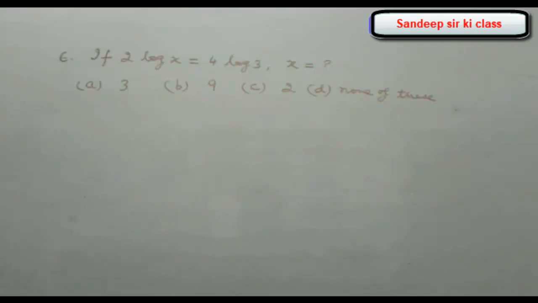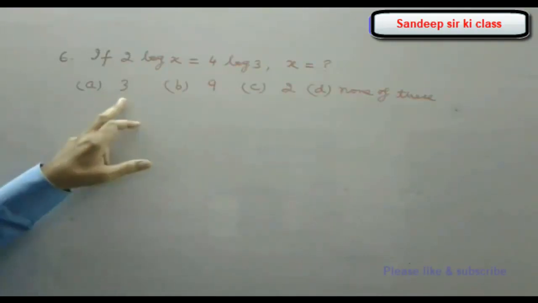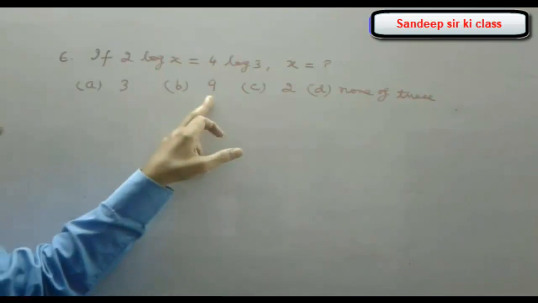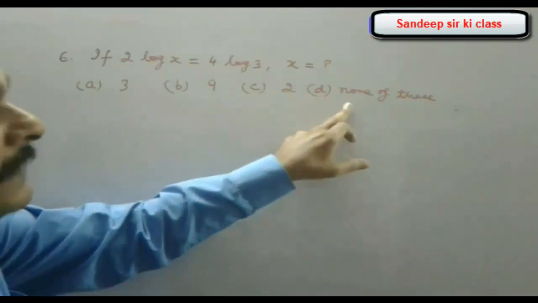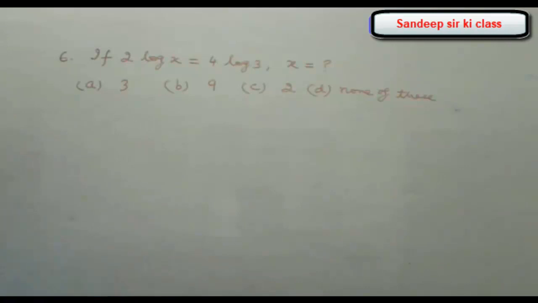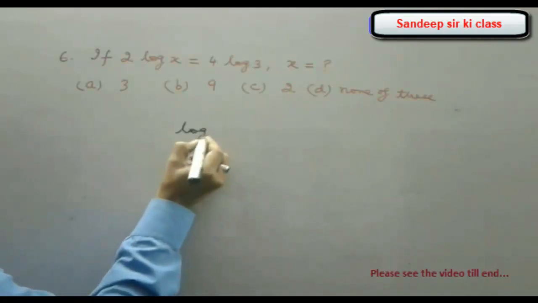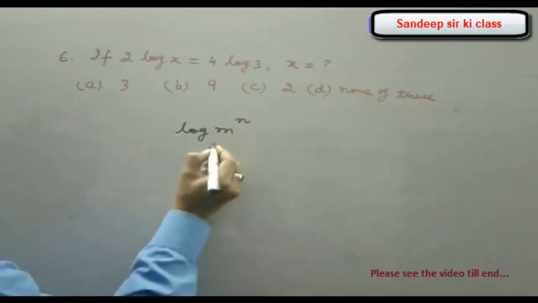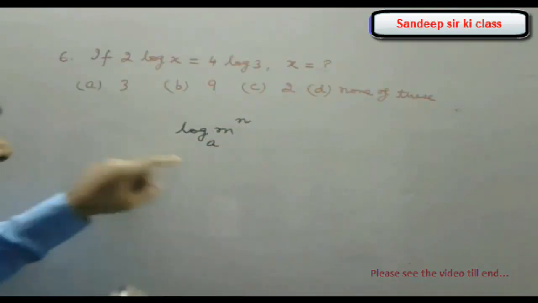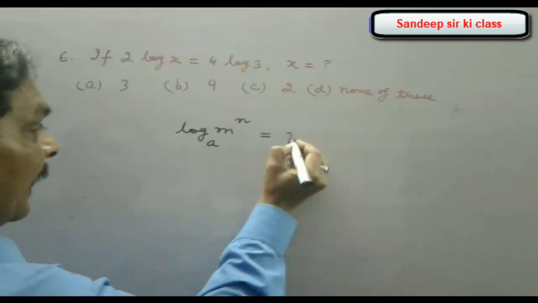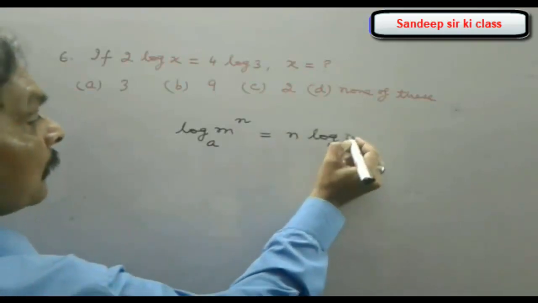Question number 6 is, if 2 log x is equal to 4 log 3, then x is equal to what? Option A is 3, B is 9, C is 2 and D is none of these.